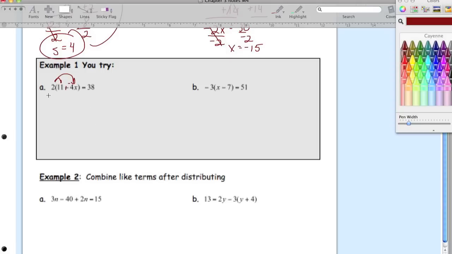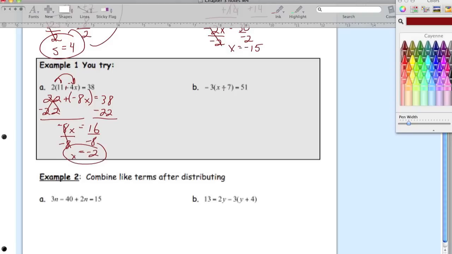You can kind of watch. 2 times 11 is 22, plus 2 times negative 4 is negative 8x, equals 38. I'm going to subtract 22 on both sides. So that goes away, and my negative 8x comes down, and over here I'm going to get 16. These are being multiplied, so I divide, and I get x equals negative 2.